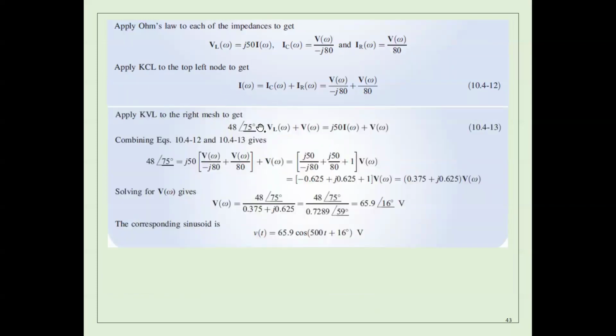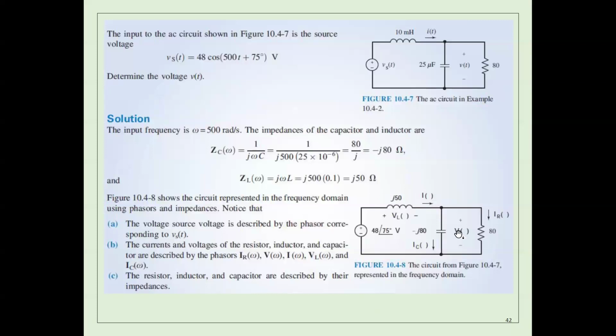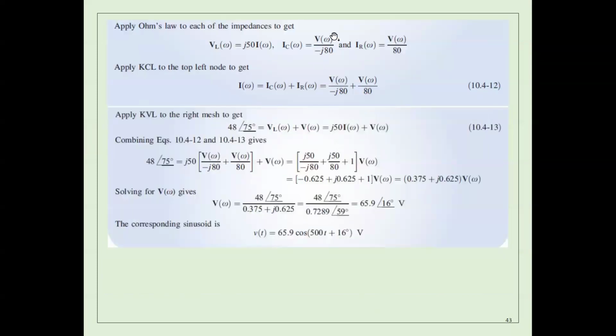And the total current which is coming here is equal to this current plus this current here. This is Kirchhoff's current law. So once I find the current through the capacitor and the current through the resistor, I can add them together. So this current is still a function of V. I don't know V yet.